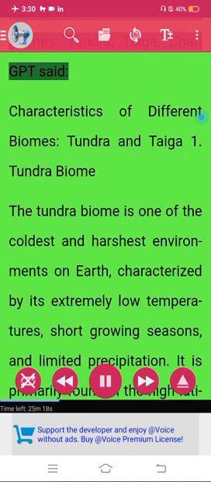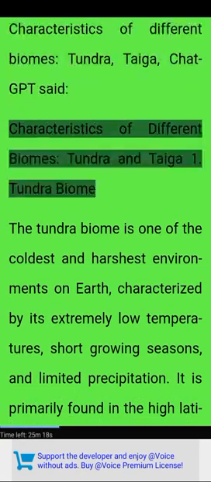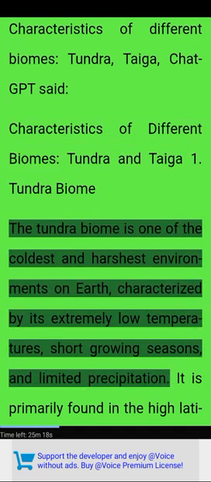Characteristics of different biomes. Tundra, taiga. Tundra and taiga. 1. Tundra biome. The tundra biome is one of the coldest and harshest environments on Earth, characterized by its extremely low temperatures, short growing seasons, and limited precipitation.